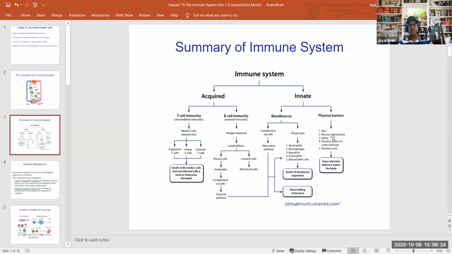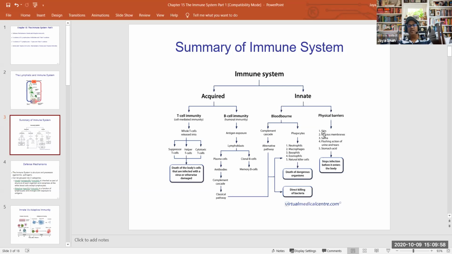These physical barriers act against all kind of microorganism. They are not specific against one particular mechanism or microorganism. For example, your skin, tough skin is boundary against virus, bacteria, physical trauma, chemical trauma, radiological trauma, all kind of trauma to the body, including the microorganism, okay?